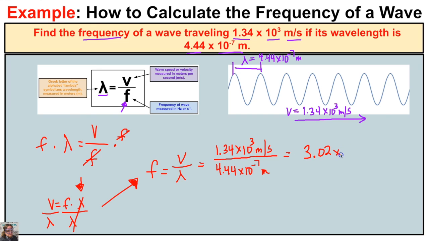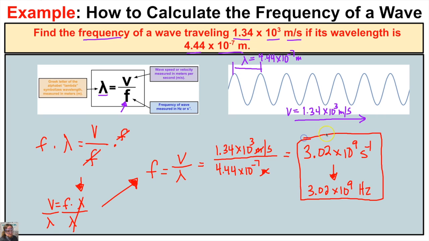times 10 to the 9th power. What unit is left over? Well, meters here and meters here are going to cancel, leaving us with s to the negative 1 power. This s to the negative 1 power just means that seconds, or s, is in the denominator. And if we wanted to, we can also say that this is equal to 3.02 times 10 to the 9th hertz. Hertz and s to the negative 1 are used interchangeably. So we just figured out the frequency of this wave is 3.02 times 10 to the 9th hertz, when we knew its wavelength was this and we knew its wave speed was this.